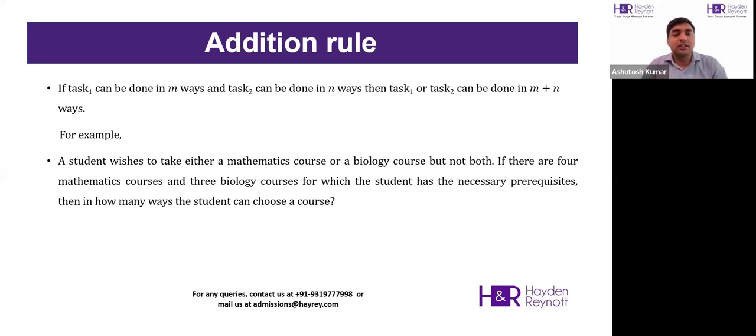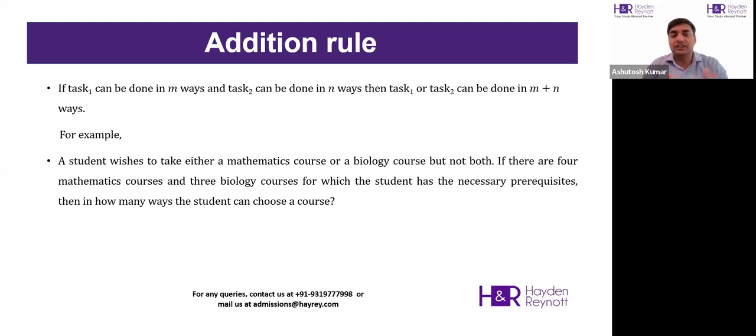So if a student wishes to take either a mathematics course or a biology course, but not both, and there are 4 mathematics courses and 3 biology courses for which the student has the necessary prerequisite, the question is in how many ways the student can choose a course. So it is a case of either or. Whenever you have or, you have to use addition.